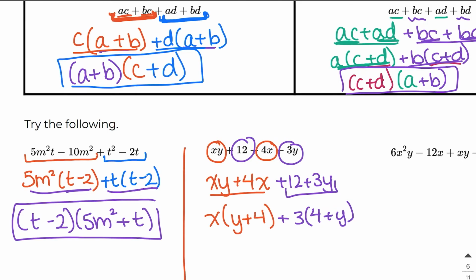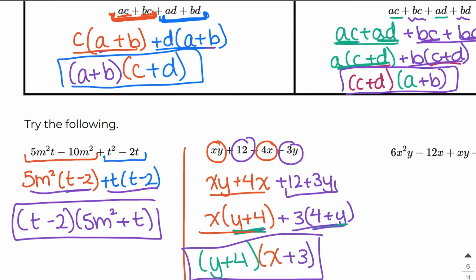Now, just a quick note, y plus 4 and 4 plus y are the exact same thing. They mean the exact same thing. So it does not matter. I don't even have to rewrite this. I can just directly say that there's a y plus 4 in common. When I factor that out of my first expression here, I've got an x left over. When I factor it out of the second one, I've got a 3 left over. And this is my final answer.